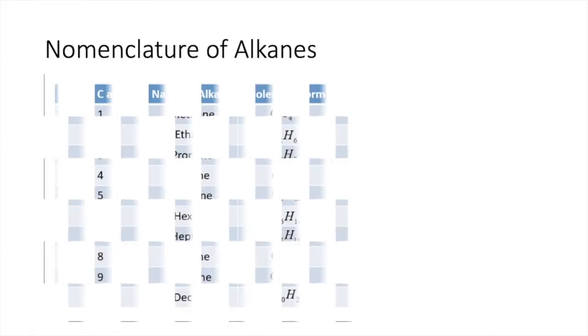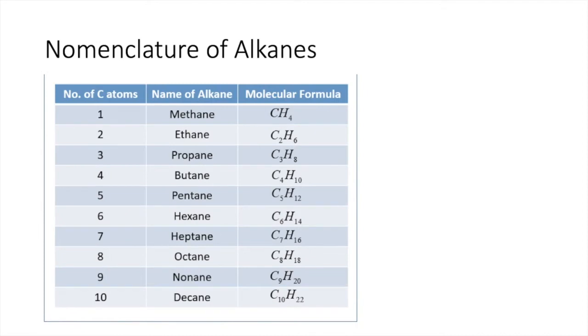Nomenclature of alkanes. If an alkane has only one C, it is called methane. Two C, ethane. Three C, propane, and four C, butane. Five C, pentane. Six C, hexane. Seven C, heptane. Eight C, octane. Nine C, nonane, and ten C, decane.